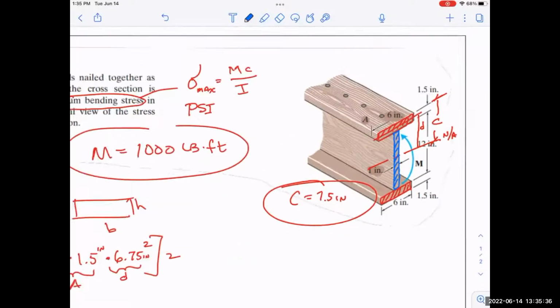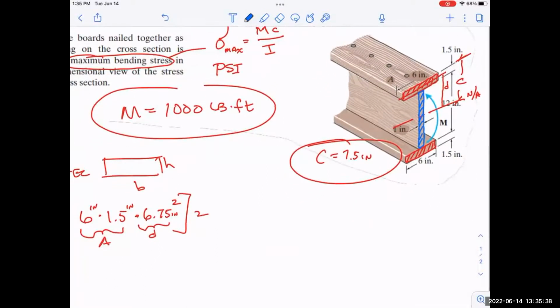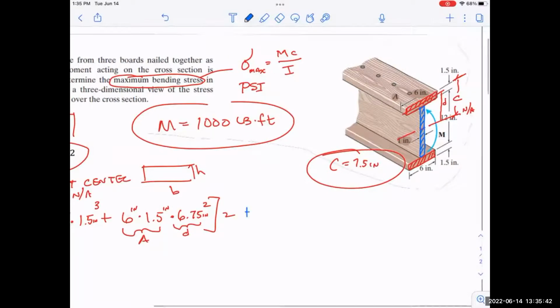Good job. But notice the D for this one is actually 0 because it's centered at the middle. So I'd say it's 1/12 times the width, which is 1 inch, times the height, which is 12 inches, and the 12 gets cubed. And then plus 1 times 12, but times 0 squared. And so that term goes away.